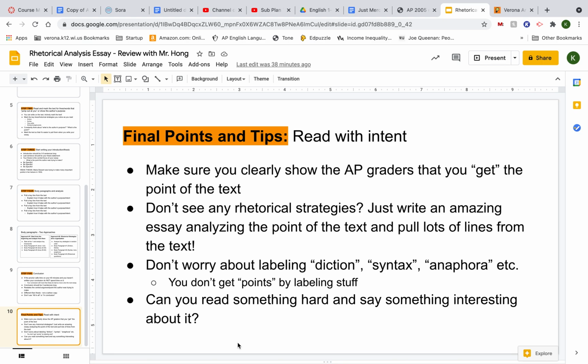A lot of kids get hung up on, well, I got to label this, I got to label that, and I got to know all the rhetorical strategies. Don't even worry about it. It is actually not necessary to score high. They just want to know whether you can read something hard and you can say something interesting about it. That's really the key for this essay type, is focusing on reading it and then clearly demonstrating that you get the point of the text, and being specific about that.